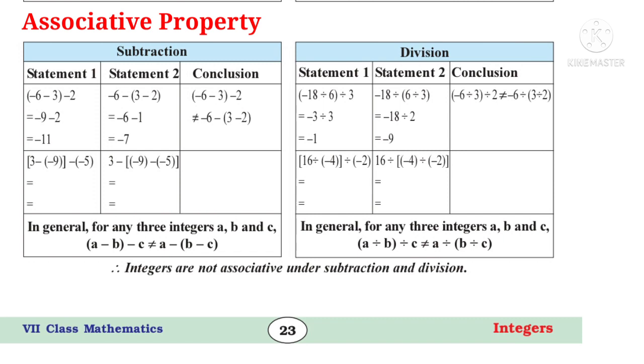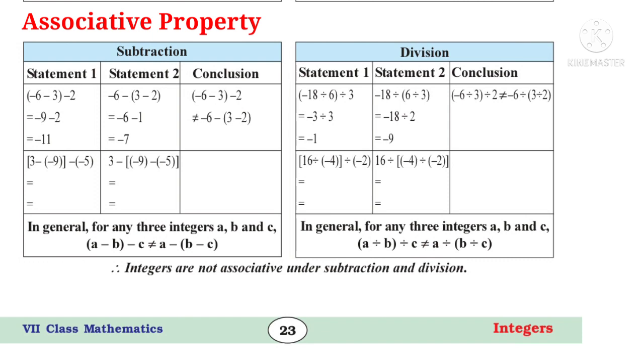Now take subtraction. Here we are taking three different integers minus 6, 3 and 2 and put minus in between them. Now in statement 1, put bracket for the first two integers. In statement 2, put bracket for the last two integers.